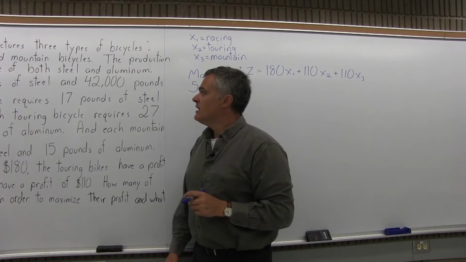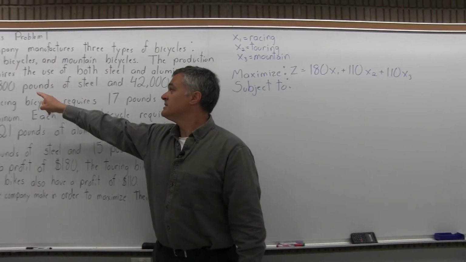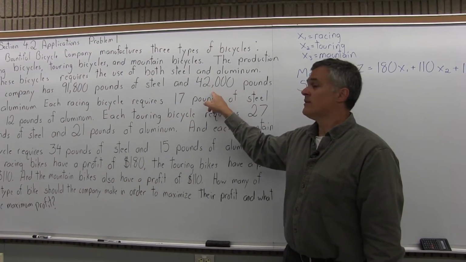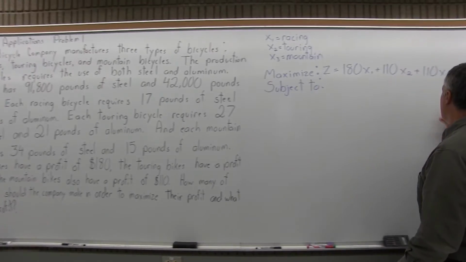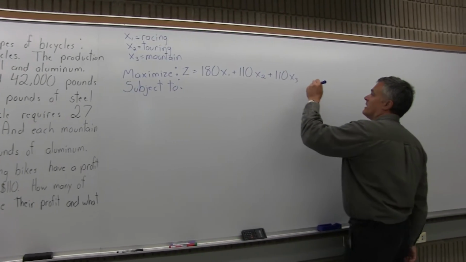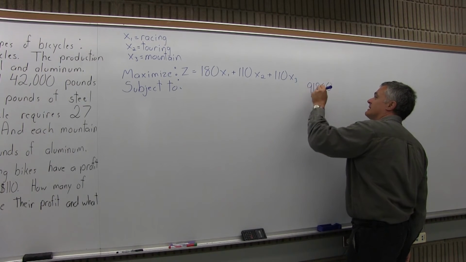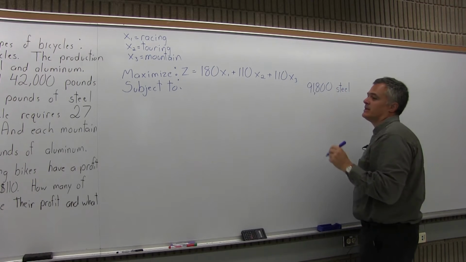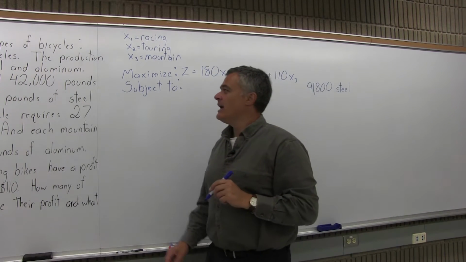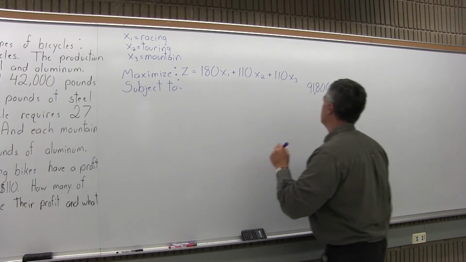and now what's going to limit the number of bicycles that they're able to make is the amount of steel and the amount of aluminum. So we're going to have 2 constraints. And I'm going to leave myself a little bit of room, and I'm going to write out here 91,800. That's the amount of steel. And I'll label that steel. You don't absolutely have to label it, but I think it makes the problem a little bit easier and more organized. And the other constraint is the 42,000 pounds of aluminum that's available.